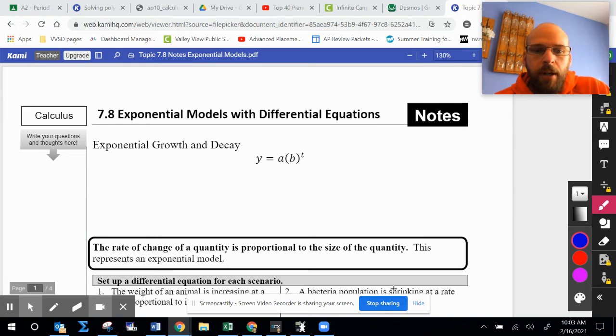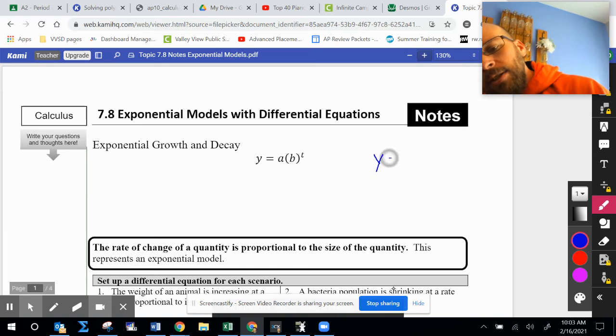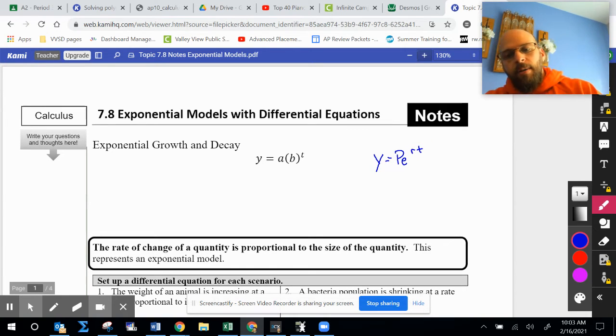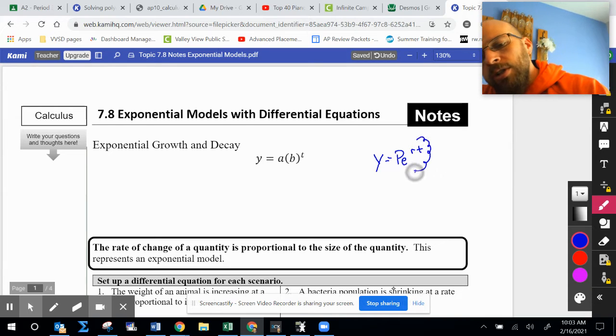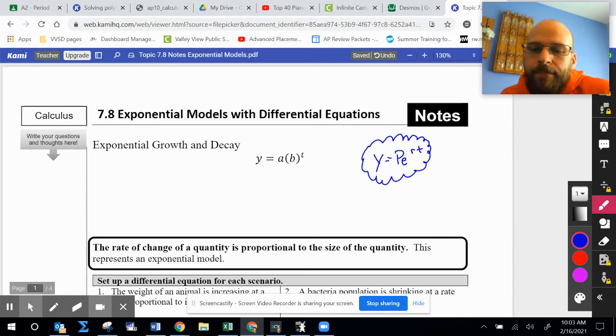Hello, everybody. We're going to talk about 7.8 exponential models. So we're going to use differential equations to model some exponential functions. You might remember exponential growth or decay. I think in one of your earliest classes, you've seen this P e to the rt idea. So we're going to use our differential equations to prove where this formula comes from. That's the idea of what we're going to get to today.